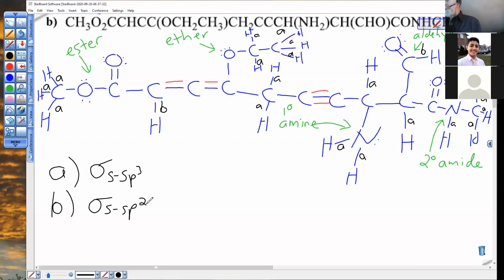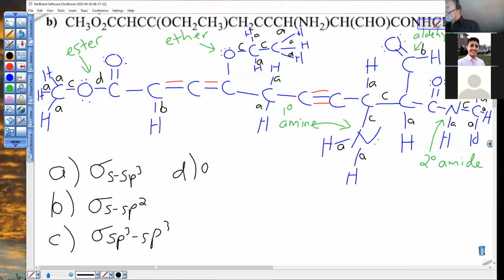And then I'll go left to right. sp3 to sp3 there. And sp3 to sp3 here. sp3 to sp3 here. sp3 to sp3 here and here and here. Both atoms in the sigma bond are sp3 hybrids. And then D, sp3 on one of the atoms, and the other atom is sp2.